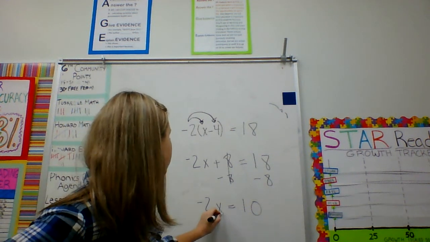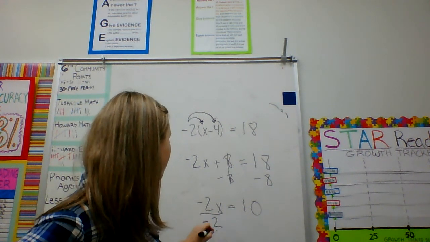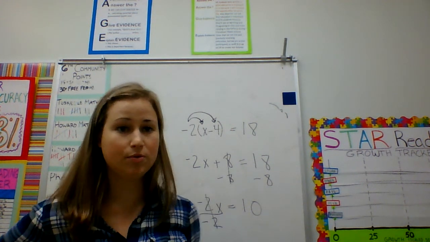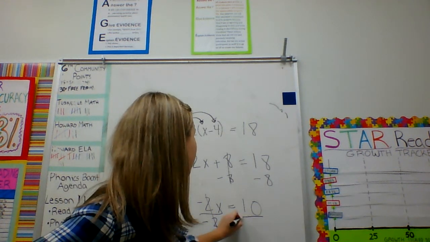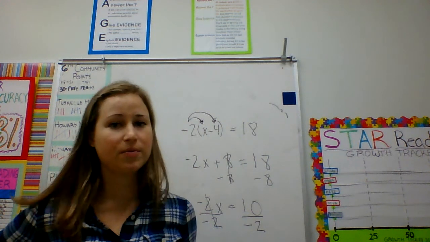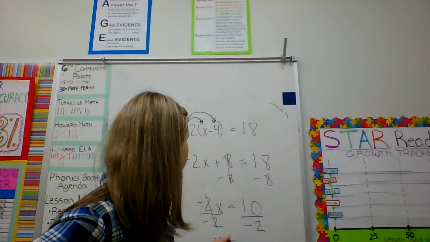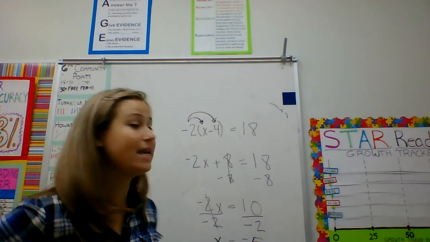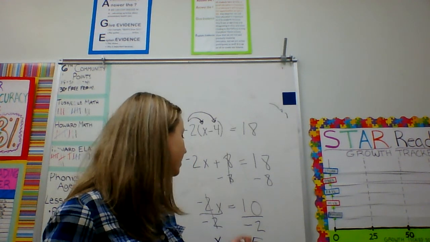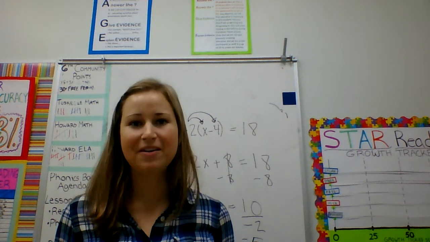I want to get x on its own, so I divide both sides by -2. Because -2 divided by -2 is just 1. I want to know what 1x is equal to. What I do to one side, I do to the other. So x is equal to -5, because a positive divided by a negative has to be negative. 10 divided by 2 is 5.